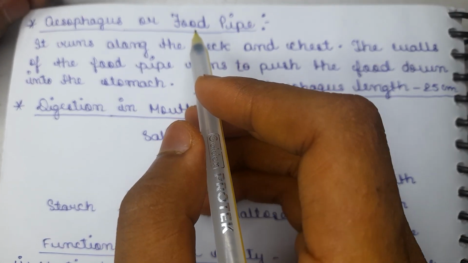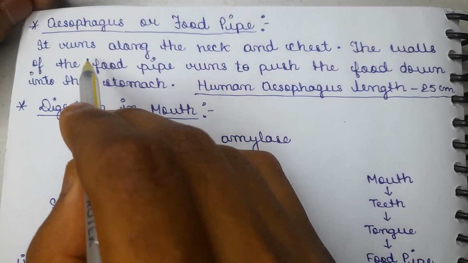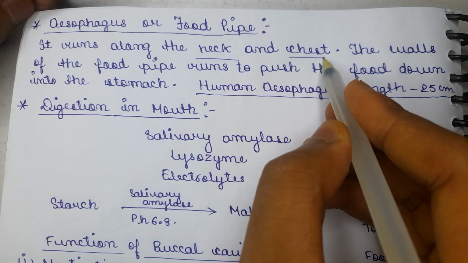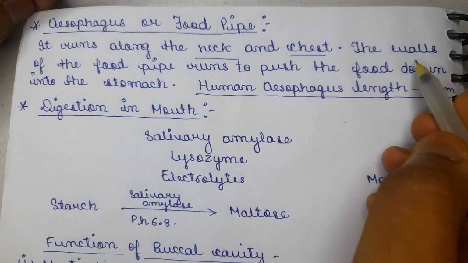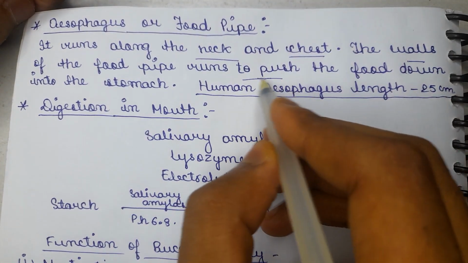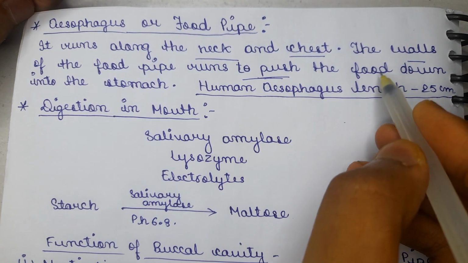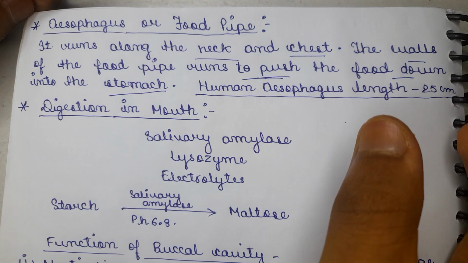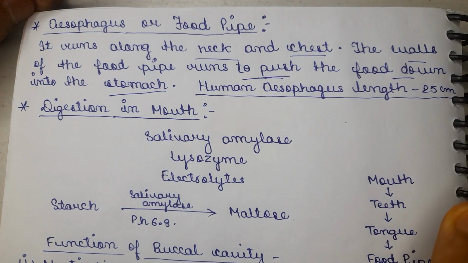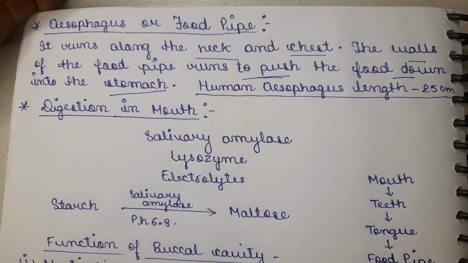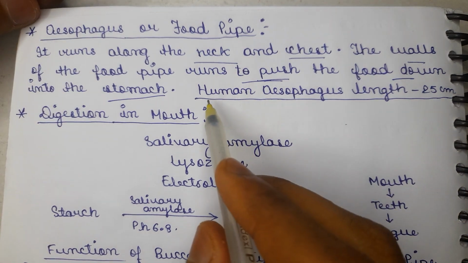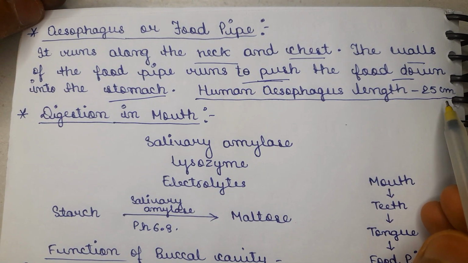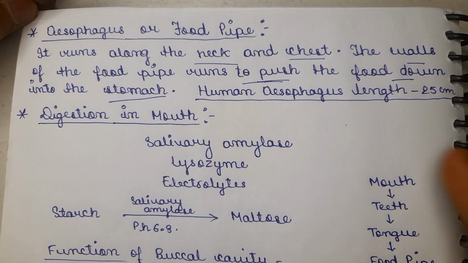from the mouth. And this esophagus is basically a food pipe that runs along the neck and the chest region, and the walls of this food pipe move to push the food down into the stomach. So the esophagus is just a medium or a pipe that helps the food get into the stomach. Now we need to understand that the average estimated human esophagus length is about 25 centimeters. So this was about the esophagus.